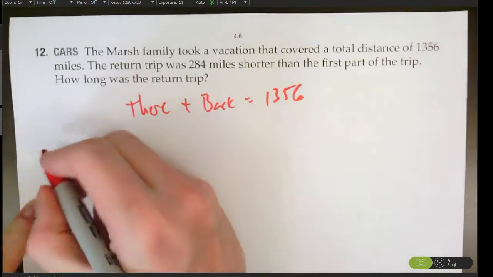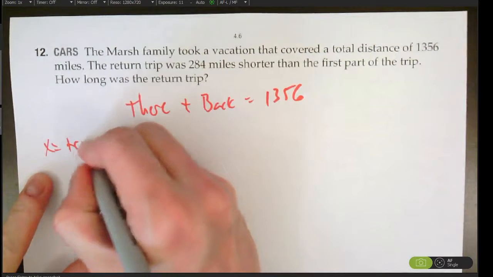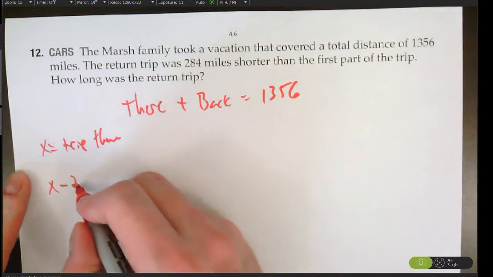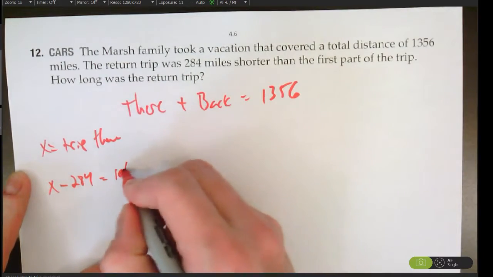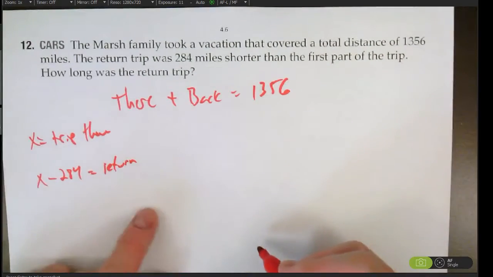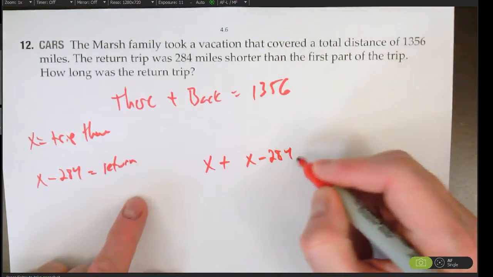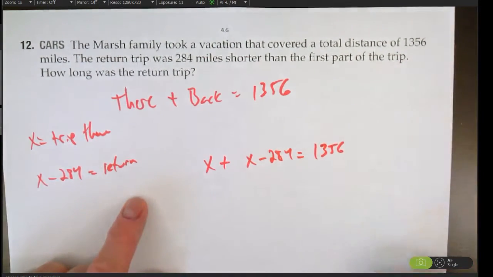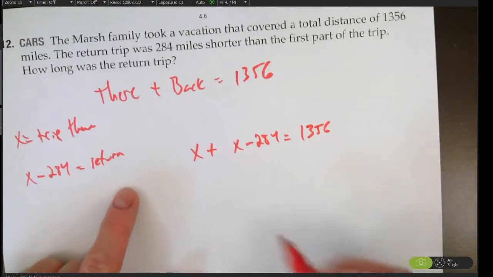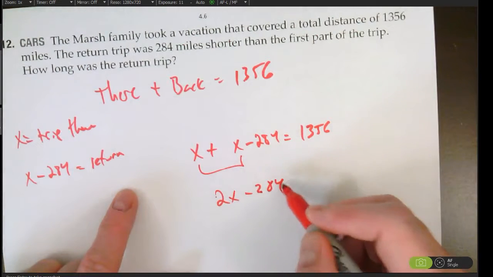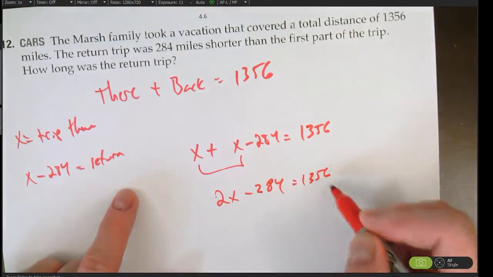So here's what we're going to call it. X is the trip there. Return trip is going to be X minus 284. So we're going to add those together. X plus X minus 284 equals 1356. Now add these up. 2x minus 284 equals 1356.